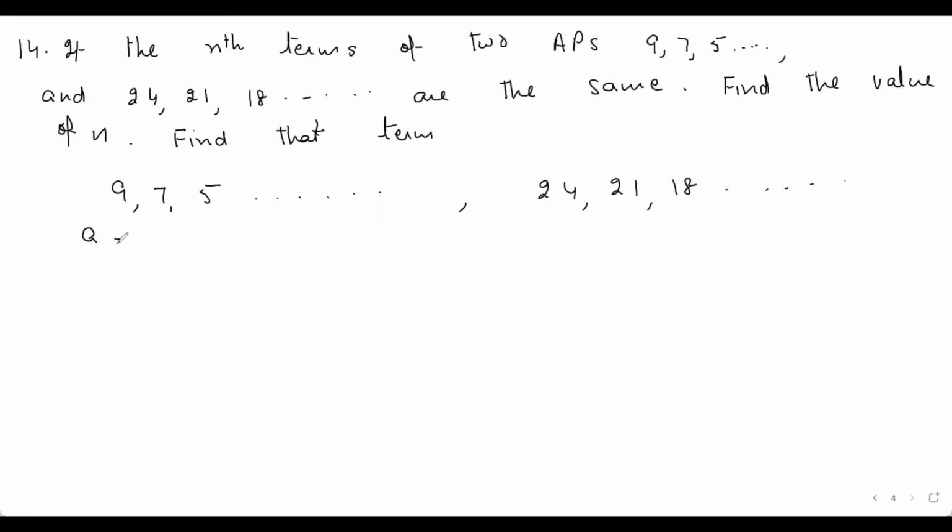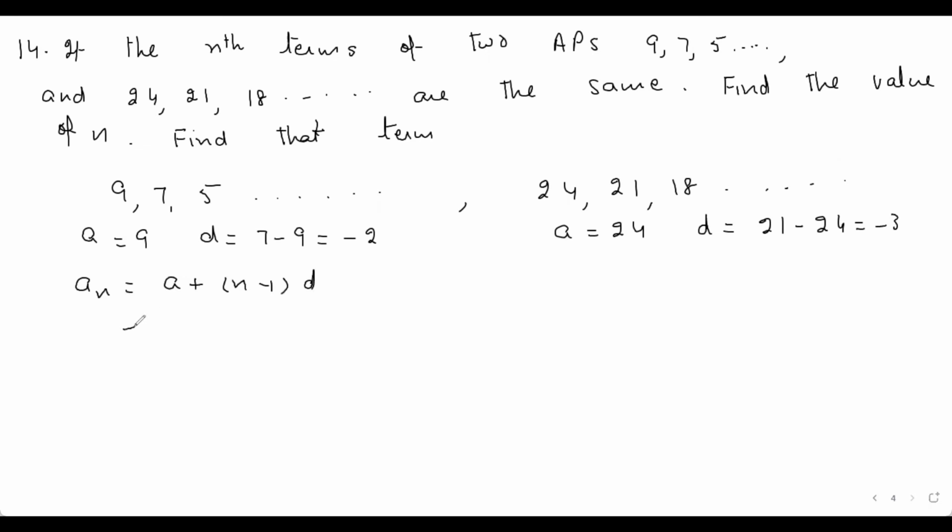Now here A is 9, D is 7 minus 9, that is minus 2. Here A is 24 and D is 21 minus 24, that is minus 3. Now let me write the nth term of this AP. That is An, A plus n minus 1 D. Here A is 9. I don't know n. And D is minus 2. 9 minus 2n plus 2. That is minus 2n plus 11.